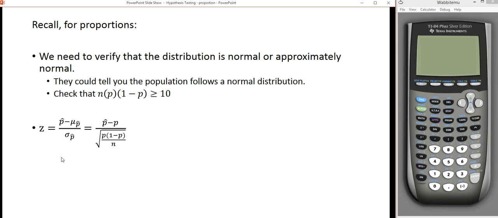I also put the z-score for proportion, so we have our data minus mean over standard deviation, and that breaks up into our p hat minus p over the square root of p times 1 minus p over n.